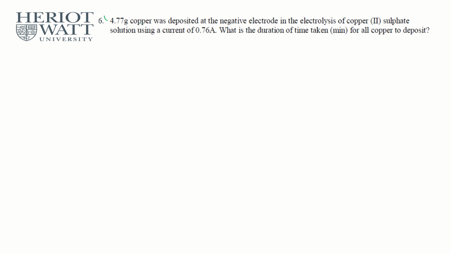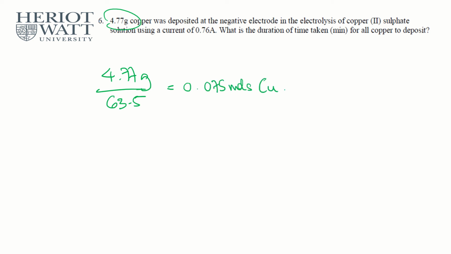So first, I will start with the mass, because I can calculate the mole of copper. Just go backwards. So 4.77 grams of copper divided by 63.5, that's the molar mass. 4.77 divided by 63.5, you get 0.075 moles of copper. Okay, and that's the first step.